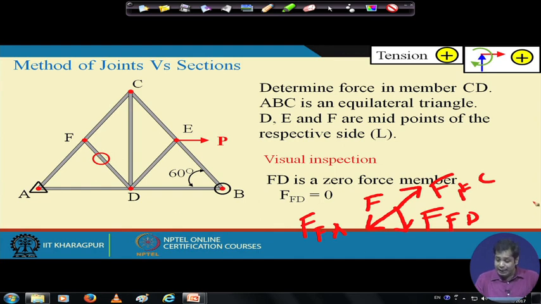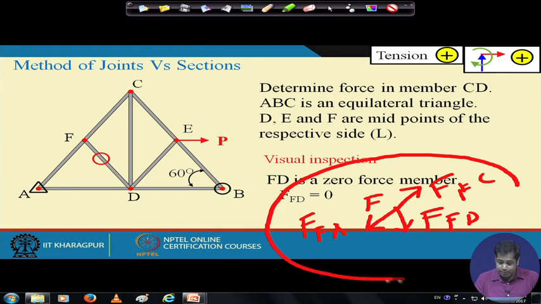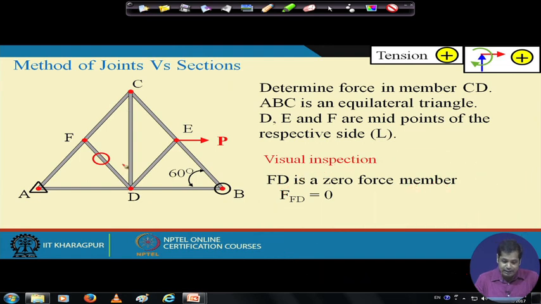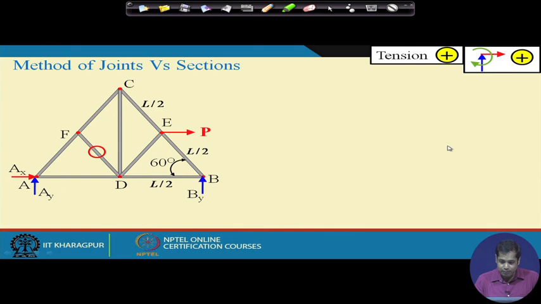So, as I said earlier also, we do not need this step. This step needs to be performed in your mind. Just by looking at the truss, we should be able to say what are the zero force members. Okay. So, in this case, member FD is a zero force member. Okay. Now, first let us determine the support reactions, draw the free body diagram of the entire structure.